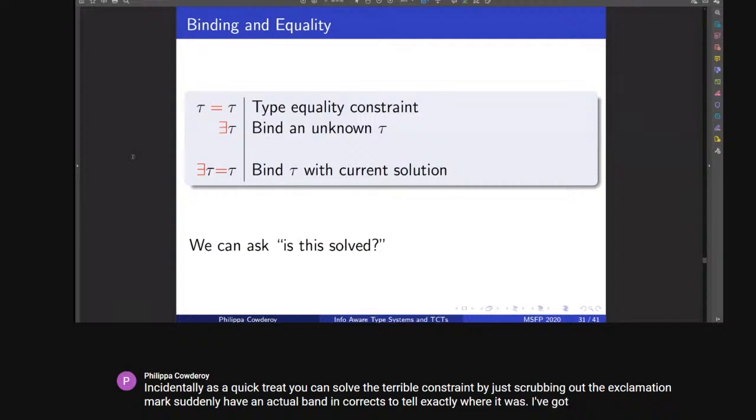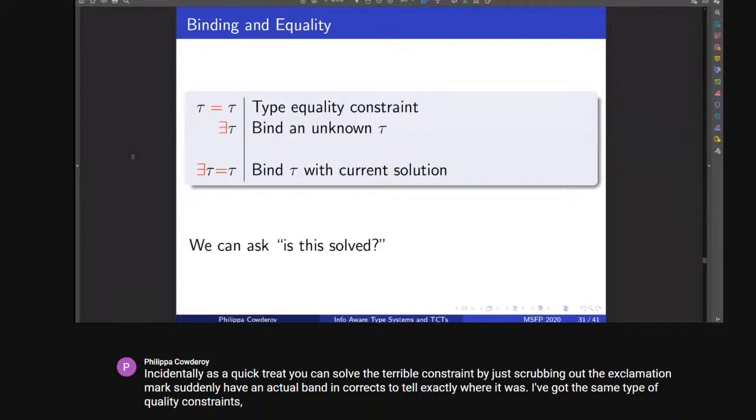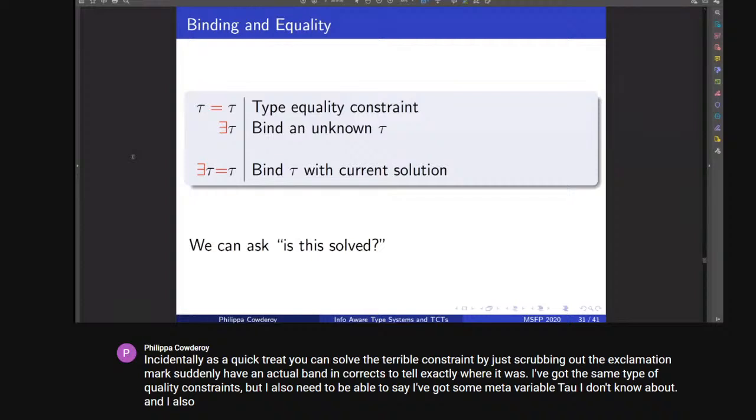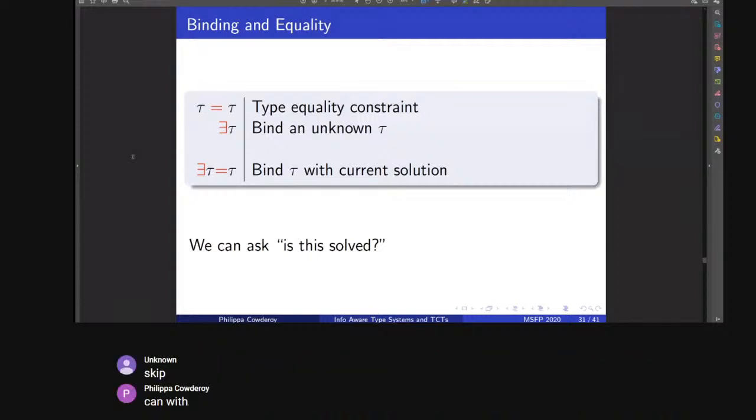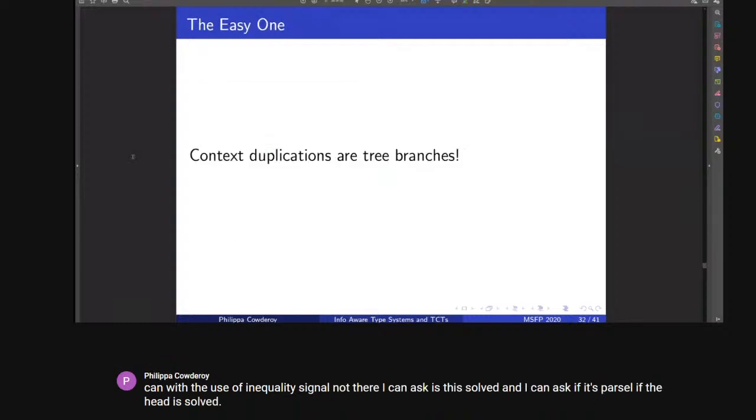I've got the same type equality constraints, but I also need to be able to say, I've got some meta-variable tau I don't know about. And I also need to say, I've got some meta-variable tau, and this is what I know so far. And if I can tell the two apart the way I can with the use of an equality sign or not there, I can ask, is this solved? And I can ask if it's part solved, if the head is solved. Then the really easy piece is that context duplications turn into tree branches.